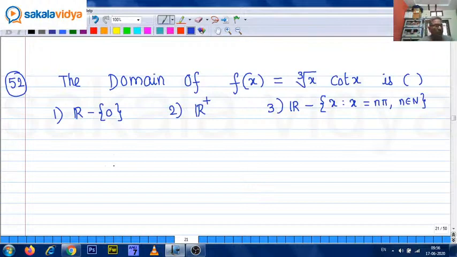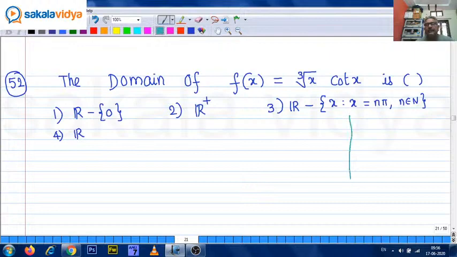Okay, fourth one, set of real numbers. It accepts all set of real numbers. But actually here we have the product of two functions. First function is cube root of x. Second function is the cot x function. The domain of the product function is equal to the intersection of the domains of these two. Cube root of x is actually defined for all real numbers.